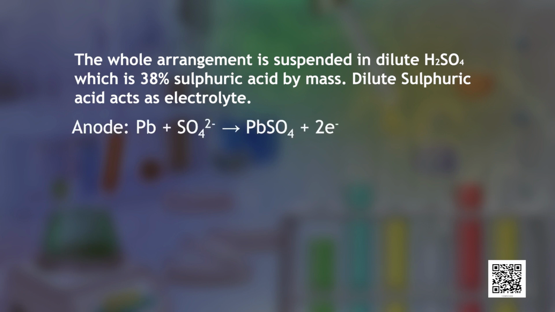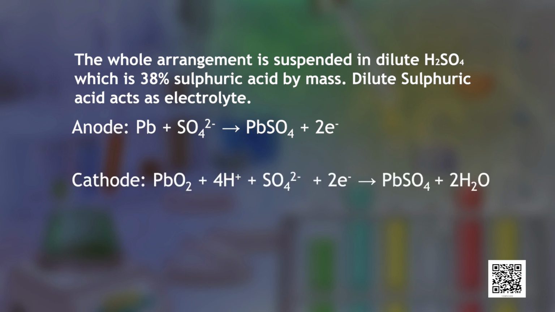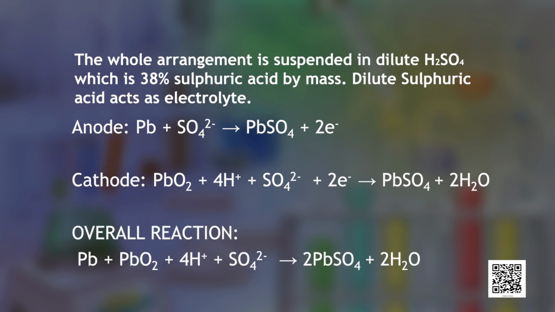So at the anode, lead reacts with sulfate ions to form lead sulfate with the loss of 2 electrons. At the cathode, lead oxide reacts with hydrogen ions and sulfate ions with the gain of 2 electrons to form lead sulfate and water. So the overall reaction becomes lead plus PbO2, that is lead oxide, in the presence of hydrogen ions and sulfate ions, giving lead sulfate and water. Sulfuric acid is consumed during the discharging of the cell. On recharging, the cell operates like an electrolytic cell, and electrode reactions get reversed.